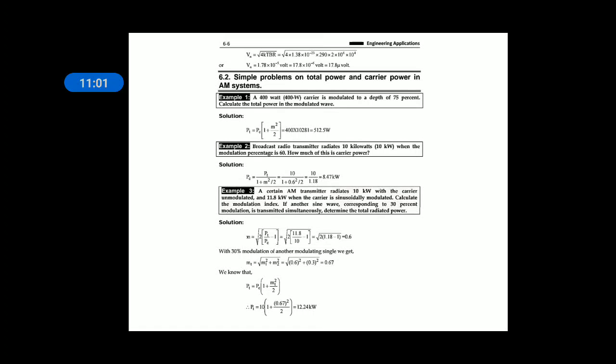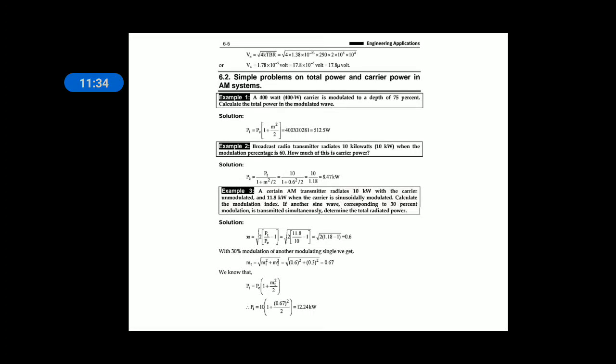Example 2. A broadcast radio transmitter radiates 10 kilowatts when the modulation percent is 60. How much of this is carrier power? So you bring PC onto LHS and you calculate. They provided total power and they provided M. 60% is 0.6. PC equal to PT by 1 plus M square by 2, where PT is 10 kilowatt.